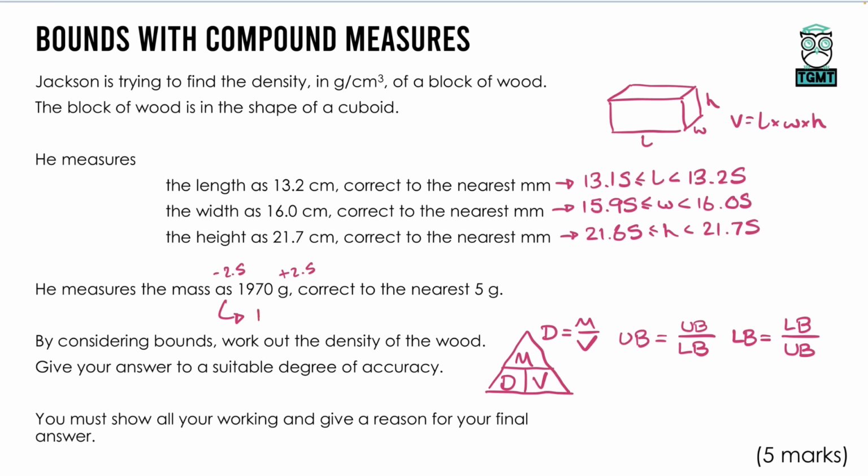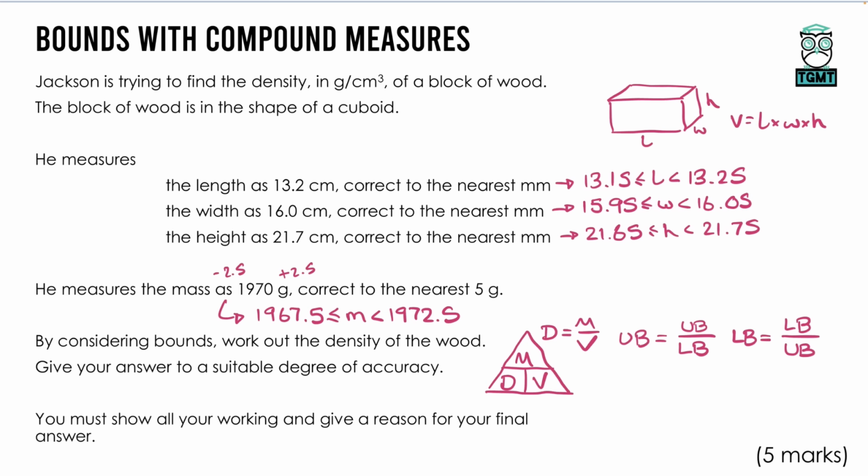So that'll be 1967.5 for the lower bound. I'm going to use m in the middle for the mass, and that's going to be 1972.5 for our upper bound.